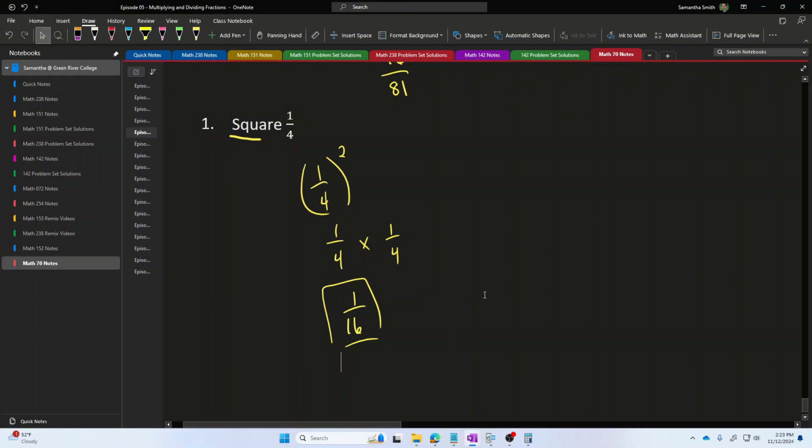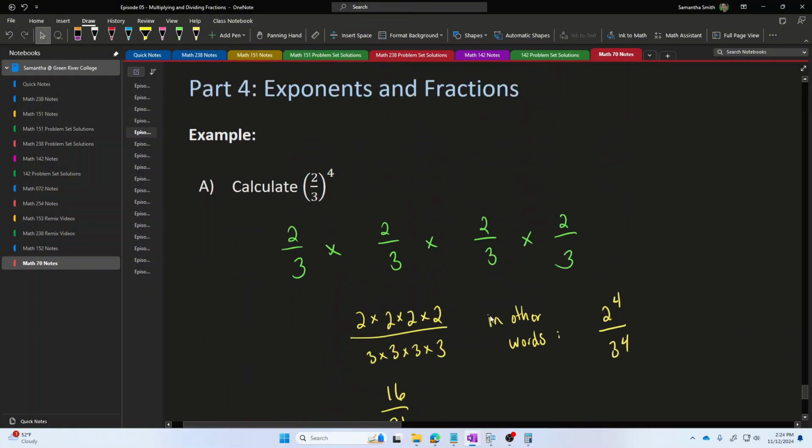So that's everything to do with exponents and fractions. Exponents and fractions just multiply together several copies of your fraction.